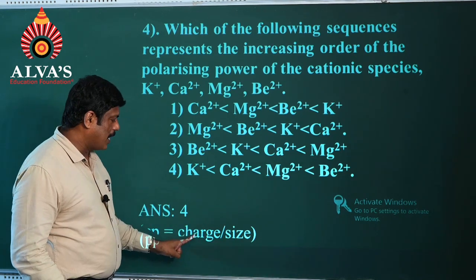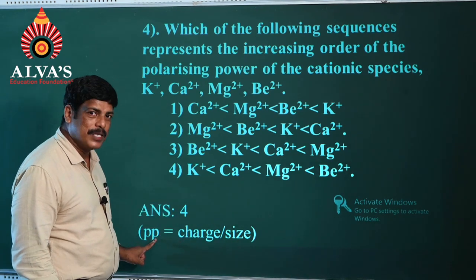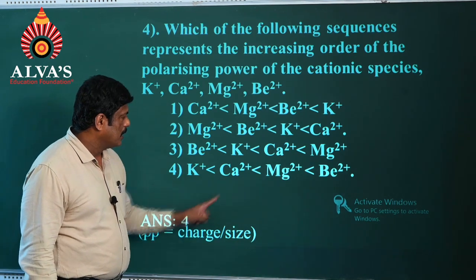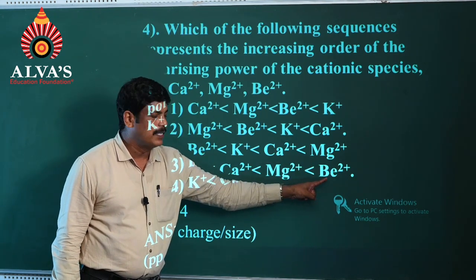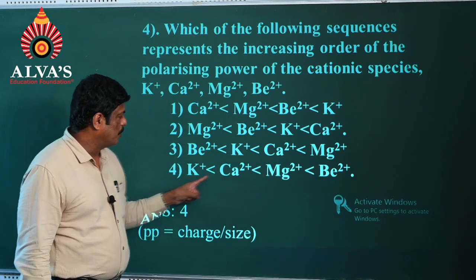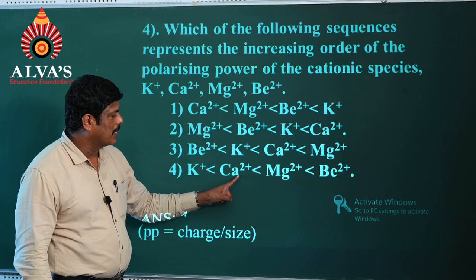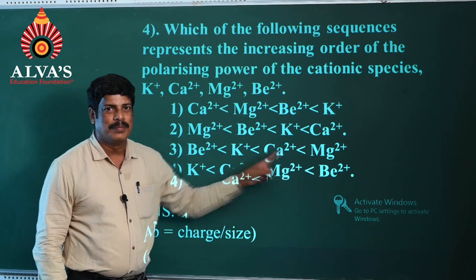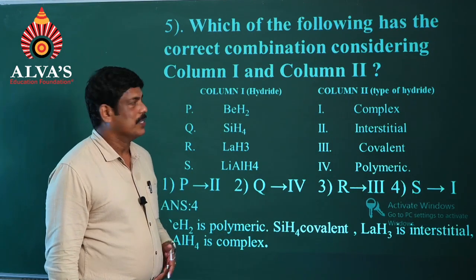If the charge is more and the size is less, obviously the polarizing power is more. So among these, the smallest one is beryllium and its charge is more, hence its polarizing power is more. Therefore potassium has lesser polarizing power than calcium, than magnesium, than beryllium, hence the option must be the fourth one. Okay, let us go for the fifth question.